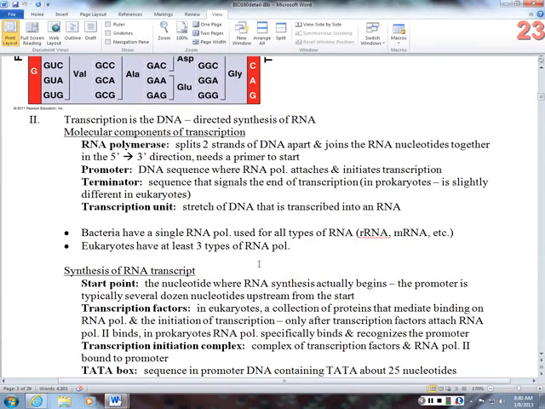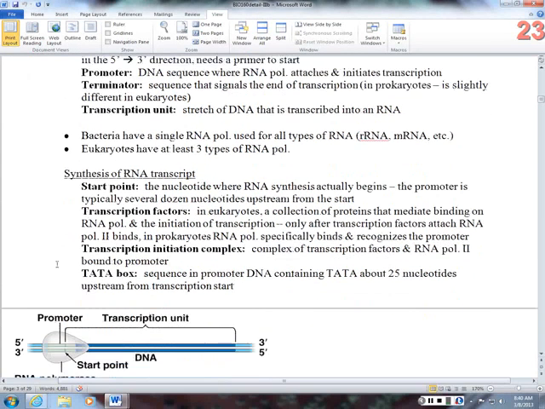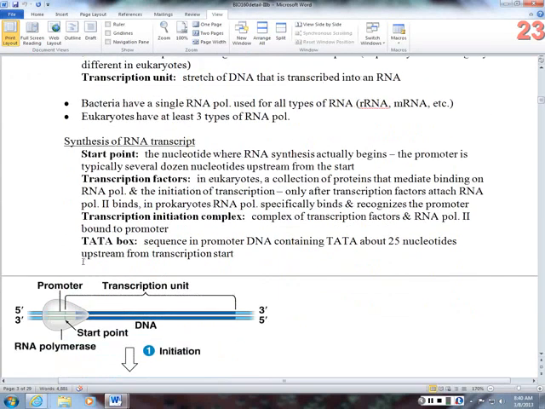So the transcription unit is going to be the stretch of DNA that is transcribed into the RNA. Your bacteria have a single RNA polymerase that is used for all types of RNA: ribosomal RNA, mRNA, and your tRNAs, any of them out there. Eukaryotes have at least 3 types of RNA polymerase. Again, we're still finding these, so at this point, if you know it's an RNA polymerase, that's going to be enough to get you through.